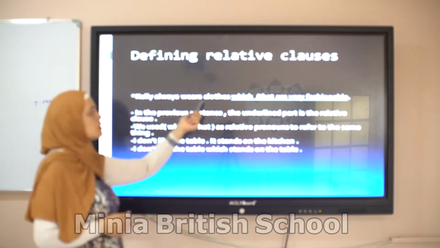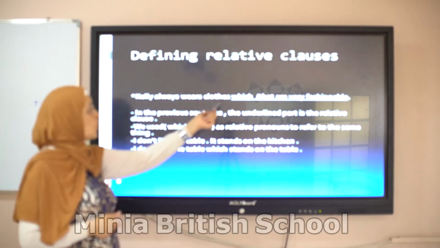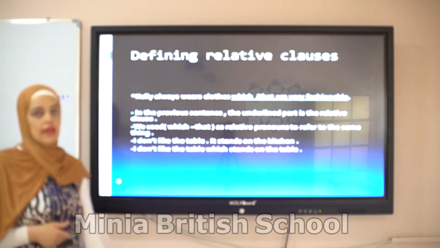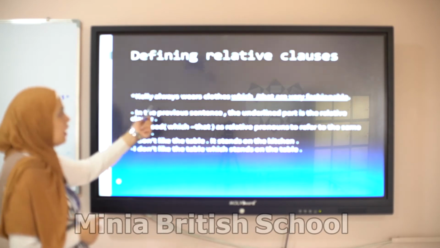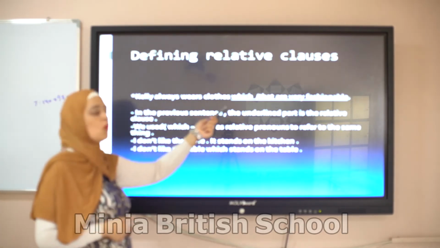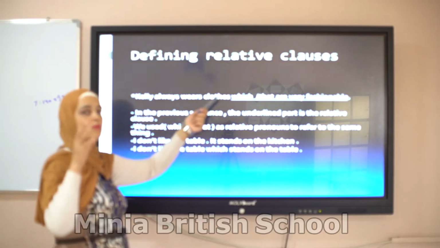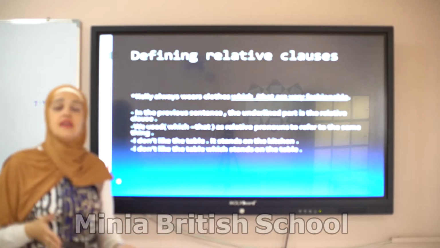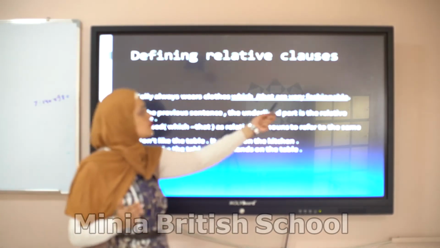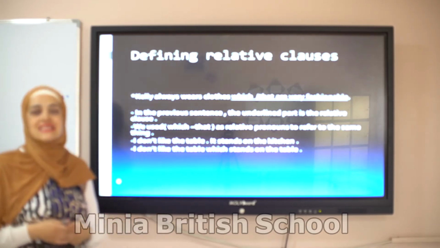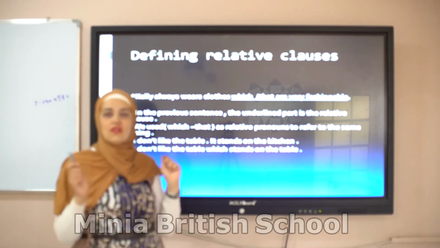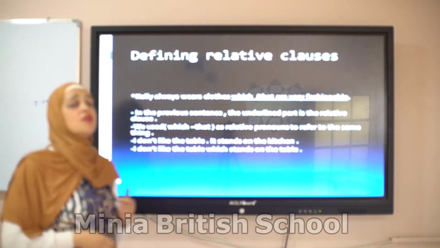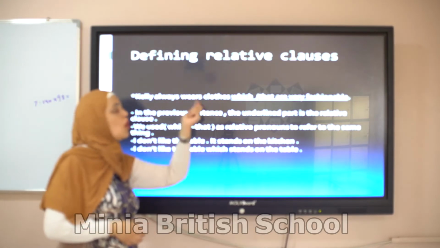Kelly always wears clothes which or that are very fashionable. Again, Kelly always wears clothes. What about these clothes? What about them? Which or that are very fashionable. Again, the underlined part here is the defining relative clause that gives me information about the object.